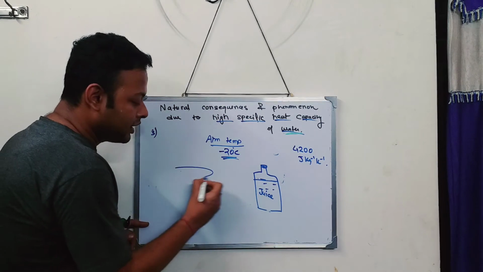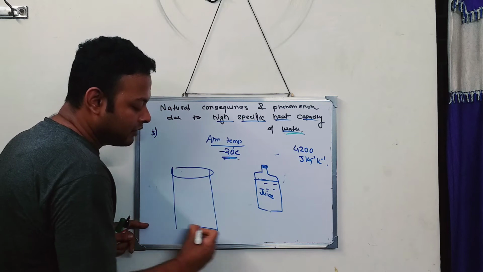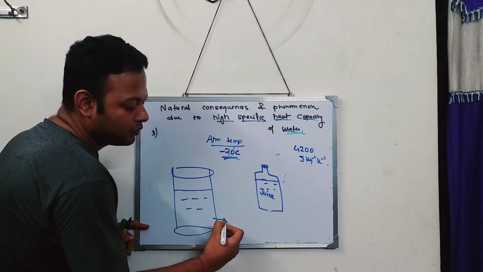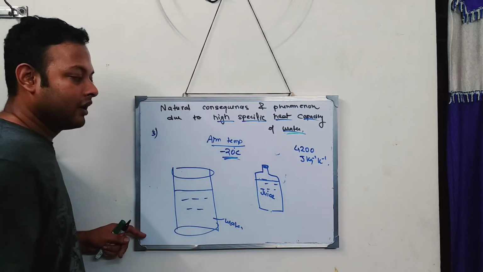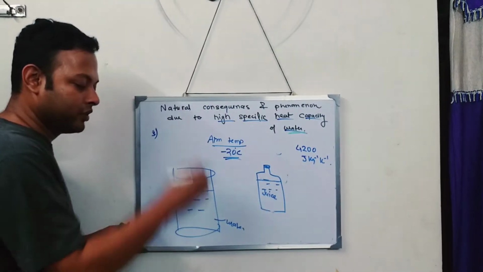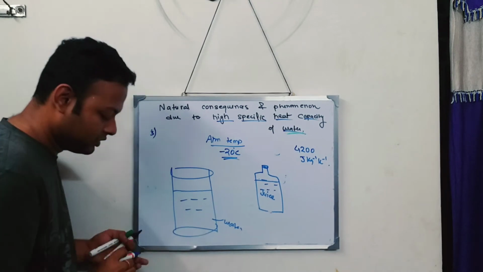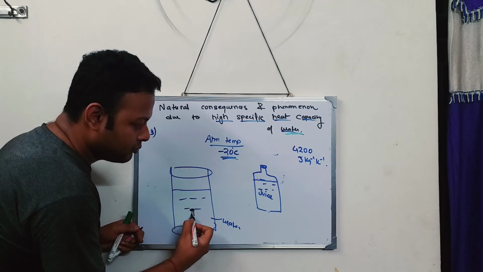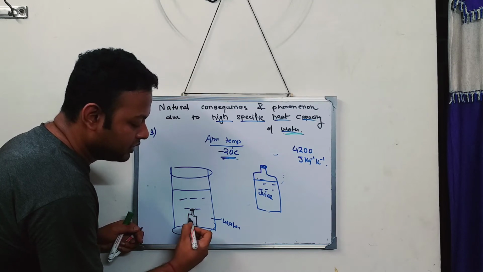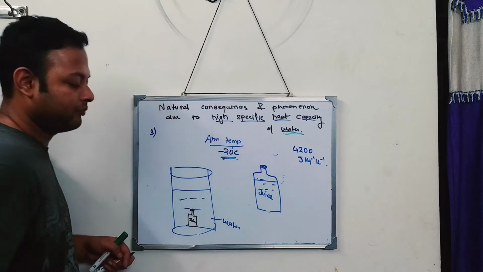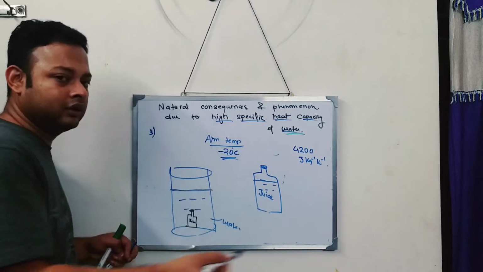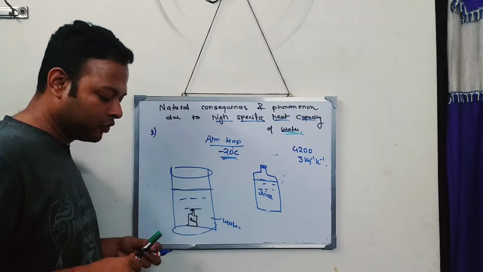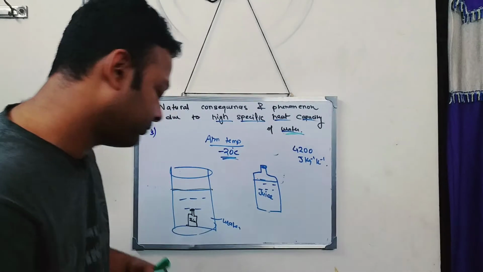I'll take a drum and fill the whole drum with water. Now I will take the juice and put it into the drum, so the juice bottle is inside the water. By doing this, what advantages am I going to have? Think.